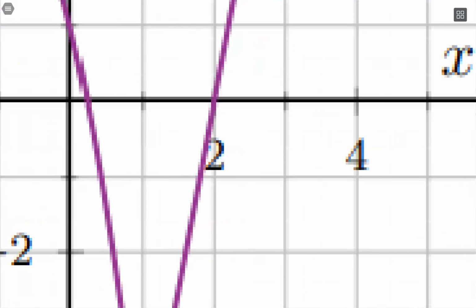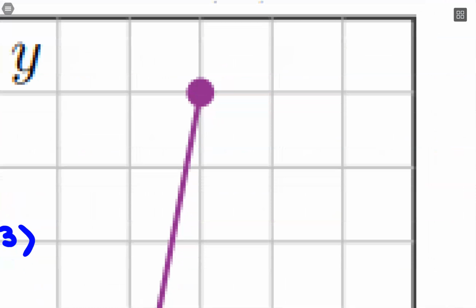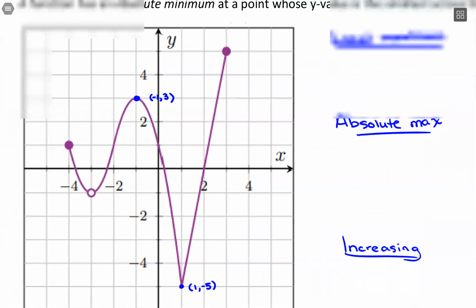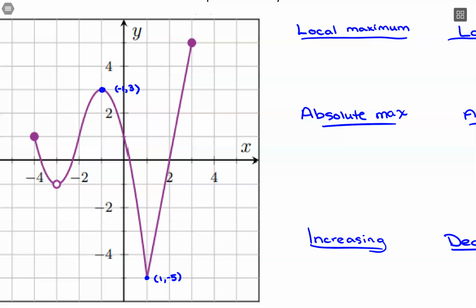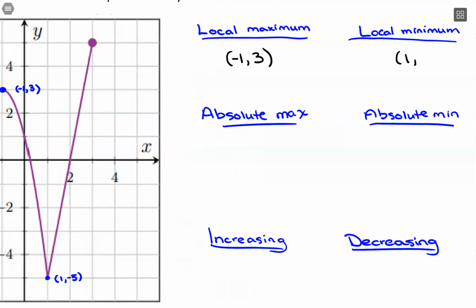And then if I go up and up and up, and then the graph ends. Even though this might seem like a maximum, since we don't know the behavior beyond it, it's just a coordinate. Okay, so from what we discussed there, local maximum occurs at (-1, 3). Local minimum at (1, -5).